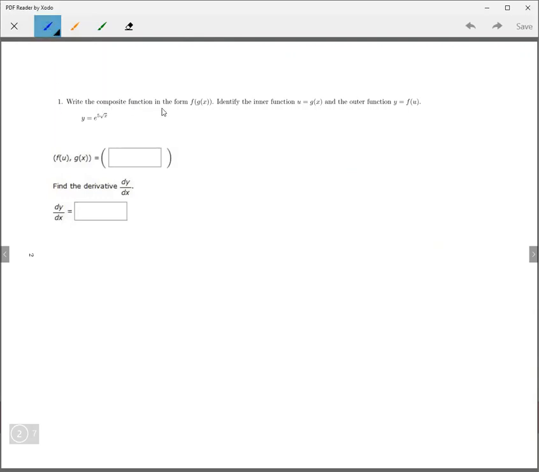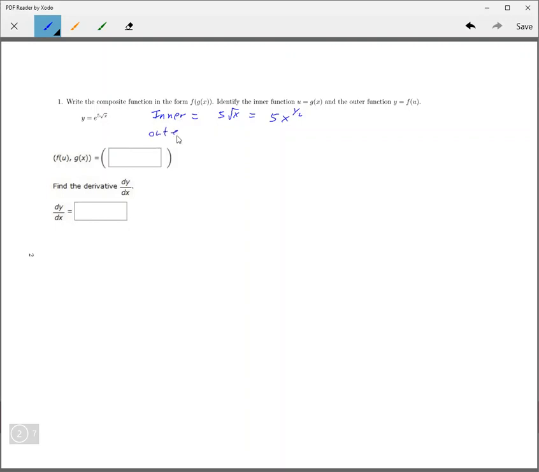So number 1, write the composition function in the form f of g of x. Identify the inner function and the outer function. Okay, so the inner function is going to be 5 times the square root of x. But we probably want to write it as 5 x to the 1/2. Well, we're not going to take derivatives, so let's just do it like that. So that's the inner function.